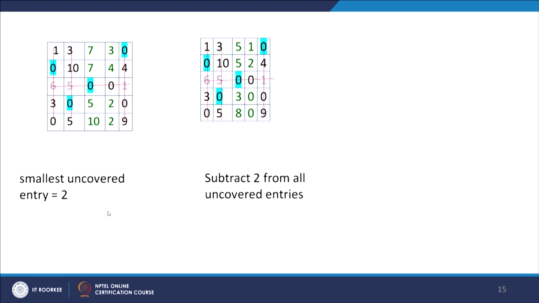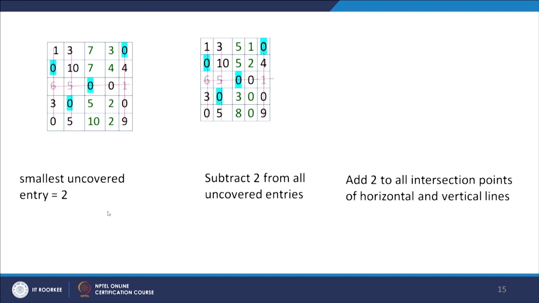The next part of the step says that we have to add 2. Why 2? Because 2 was the smallest uncovered entry. So, we have to add 2 to all the intersection points of the horizontal and the vertical line. Now, there are 3 places where the verticals and the horizontal lines are intersecting. What are those 3 points? They are 6, 5 and 1.